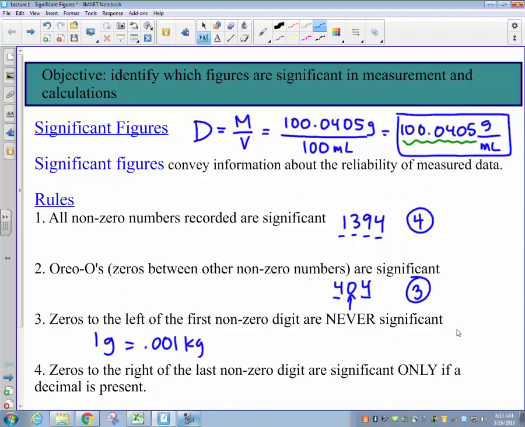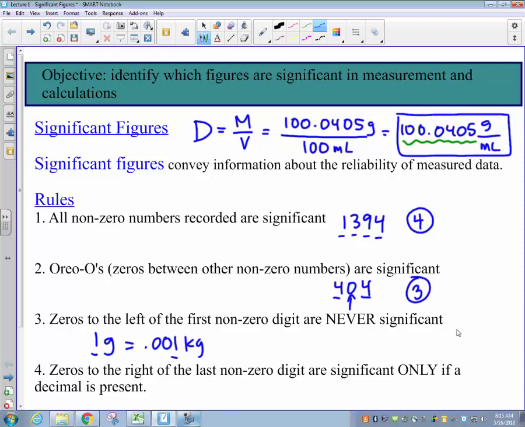And by making a conversion from grams to kilograms, I didn't actually make my measurement any more accurate. I just changed the unit in which I was actually measuring. And as such, 0.001 kilograms conveys the exact same amount of information as 1 gram, which implies both of these only have one significant figure, one digit which conveys meaningful information.